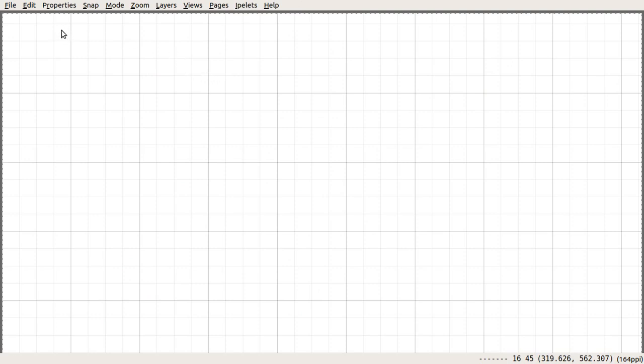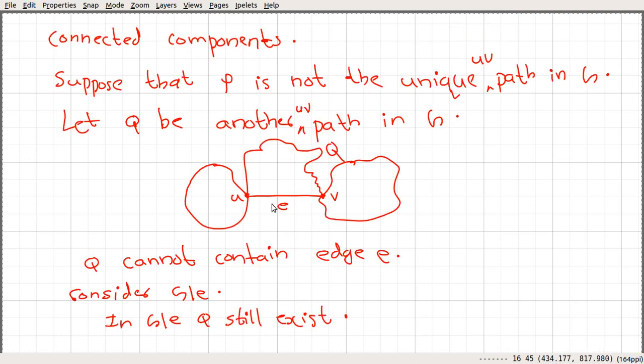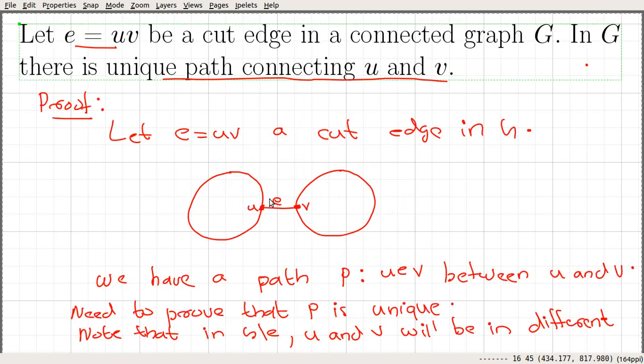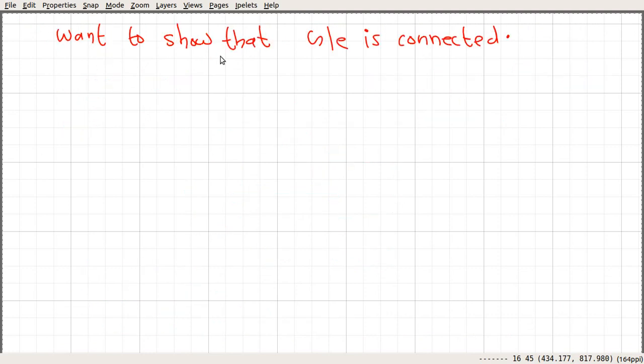So here what we want to show is that G minus E is still connected. Remember we removed a bridge or cut edge from this graph, and if after removing a bridge edge that graph is still connected, then we have that contradiction. That says our assumption was wrong and this path is going to be a unique one. So that's where we are heading. We want to show that G minus E is connected.